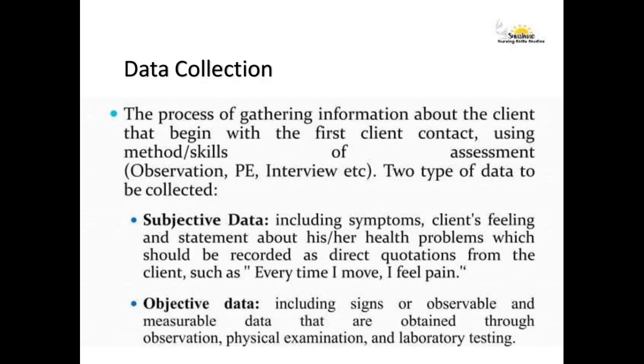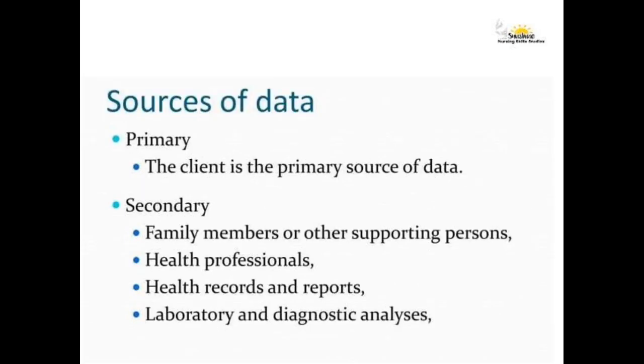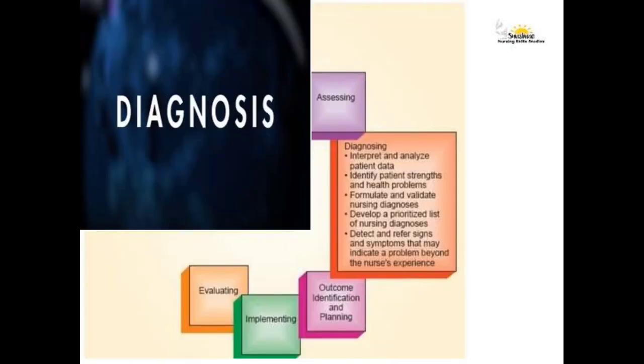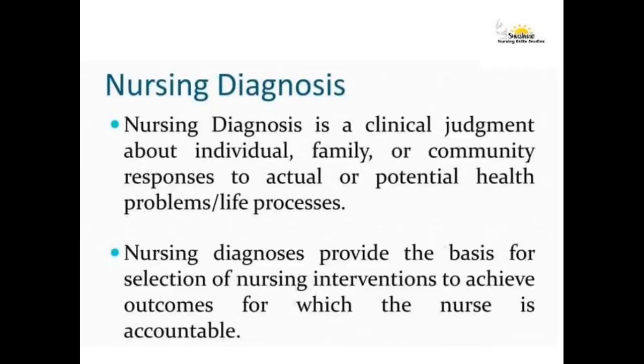Assessment activities like collecting the data, validating the data, organizing the data and documenting the data are very important. Data collection starts with the subjective data and the objective data. So how to get this information? This information can be gathered from 2 sources. One is the primary source, the patient; secondary, the family, health professionals, health records, laboratory and diagnostic analysis. So once the assessment is done, once we gather complete information about the patient, we move on to the second step called diagnosis.